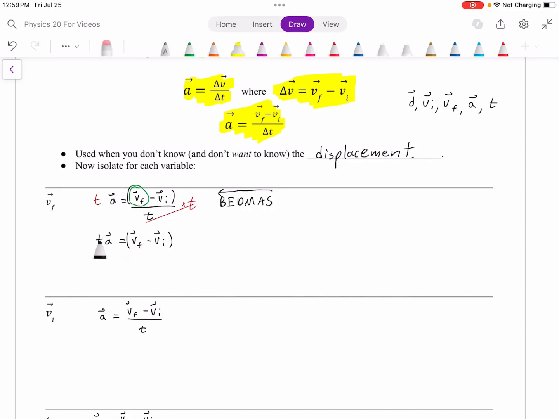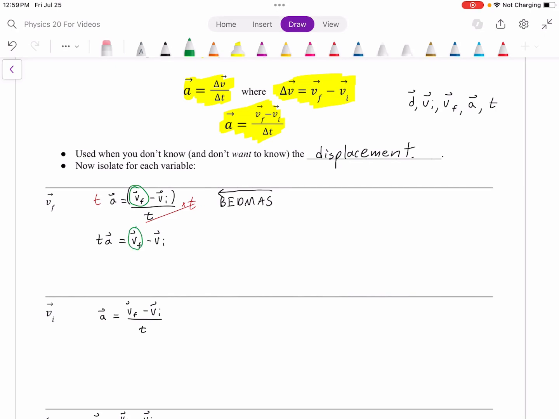So now we have time times acceleration is equal to velocity final minus velocity initial, okay? I dealt with the multiplication and division, and now I've dealt with everything outside of the brackets, right? So once I've dealt with everything outside of the brackets, I'm good to get rid of them, and we just repeat this process. We ask ourselves, okay, I want to get final velocity by itself.